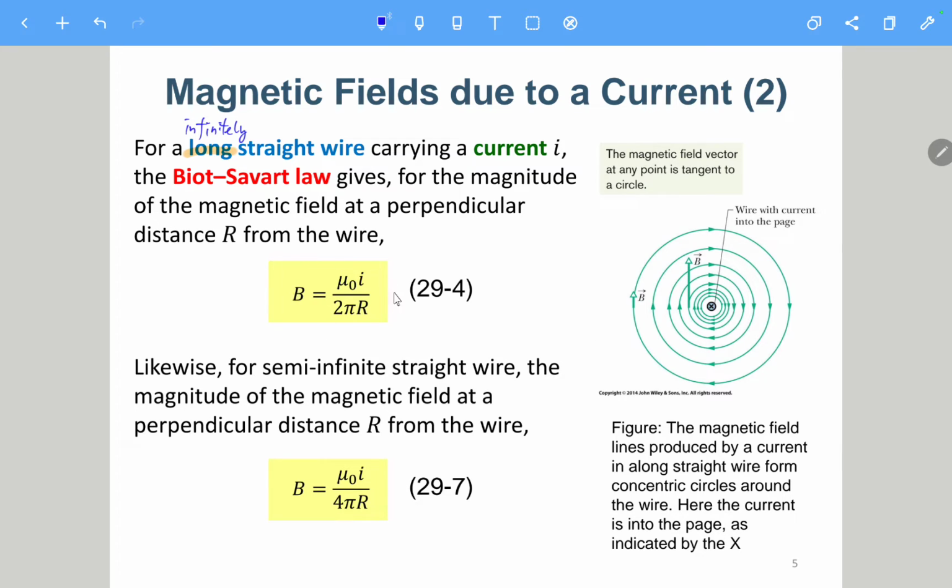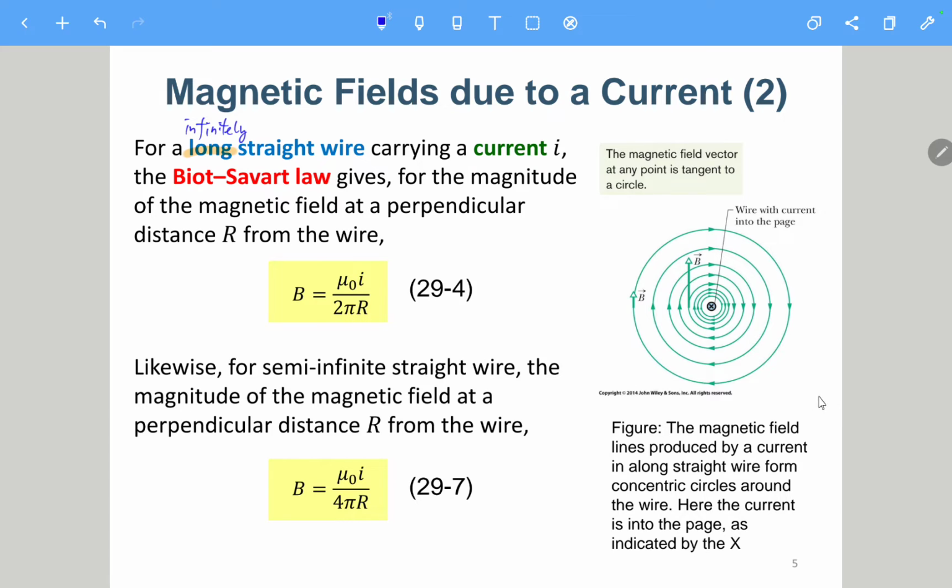Okay, so the magnitude is mu 0. Mu 0 is the constant we just mentioned, 4 pi times 10 to the minus 7. And then this 2 pi is also a constant. r is the distance from this wire to the point you concern. Of course, it's a perpendicular distance, which means they should be on the same plane, and then you draw the line. So that line is perpendicular to the wire. And then I is the current, so nothing special.